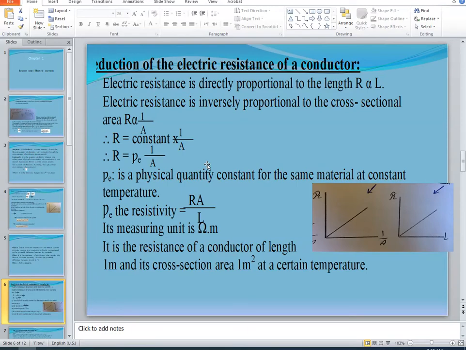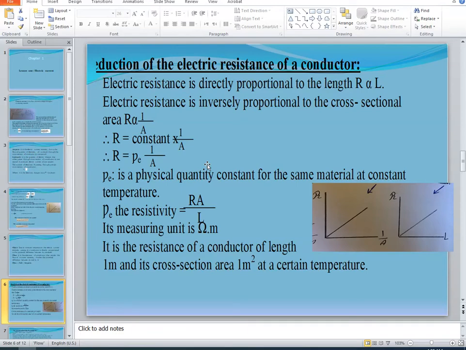So as the diameter, the area decrease, the atoms can make a large number of collisions, a lot of collisions with the electrons. So as the cross-section area decrease, of course the collisions between the atoms and the electrons will increase. So the ohmic resistance will increase.